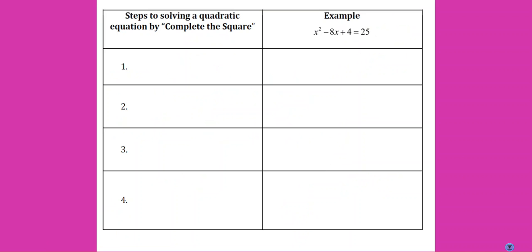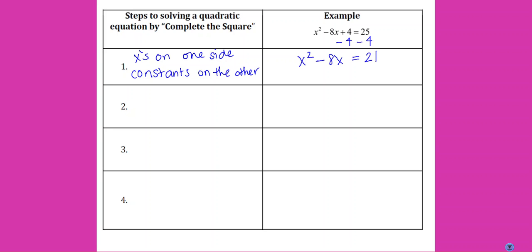All right, so how can we use perfect square trinomials to solve? We're going to do what's called complete the square. The first thing we need to do is get the x's on one side and the constants on the other. So in our example, we would subtract 4 from both sides so that we just have the x squared and the x equal to a constant.